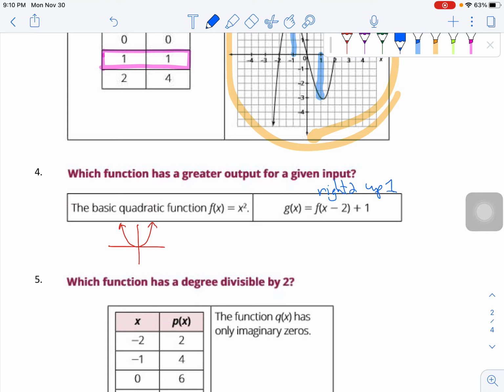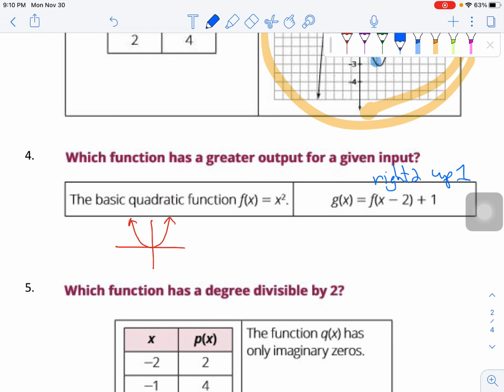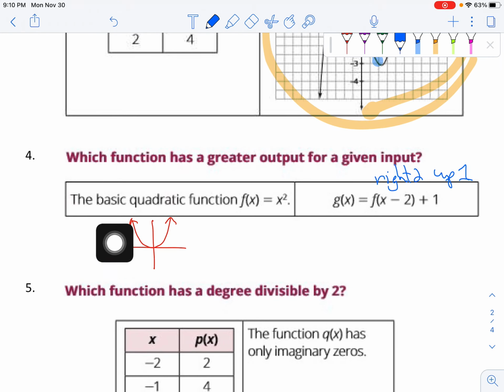Right 2 and then up 1. So if I were to go, and I'm actually going to put this on the same exact graph. So instead of hitting this right here at the origin, I'm going to shift over 2 and up 1 because I just want to get a feel for what this graph looks like. So something like that. Okay.